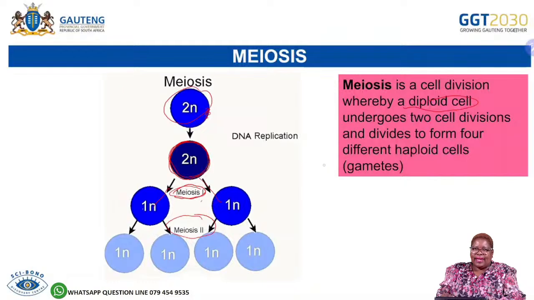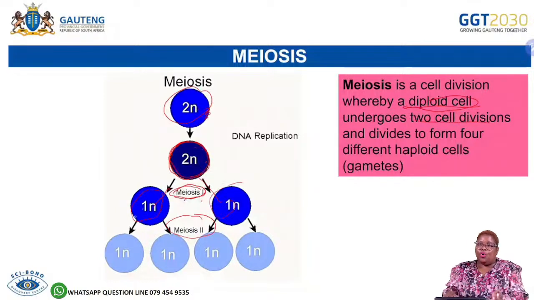By undergoing meiosis 1, it is going to result in 2 haploid cells. Those 2 haploid cells are going to undergo meiosis 2. Remember, meiosis is a cell division whereby a diploid cell undergoes 2 cell divisions. This diploid cell that has replicated from the original will undergo meiosis 1 and result in 2 haploid cells. Now when they undergo meiosis 2, each haploid cell will divide into 2 haploid cells.